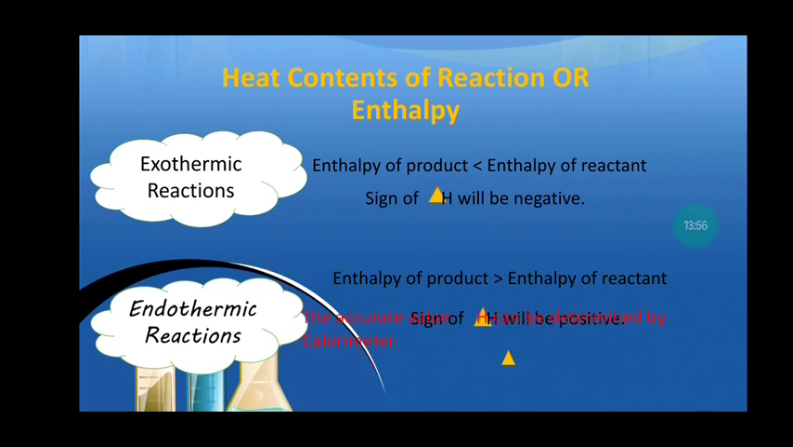Here is a point you have to remember, that the accurate values of delta H can be determined by an apparatus or equipment that is called a calorimeter. So, delta H or enthalpy or heat content of reaction is measured by a calorimeter.